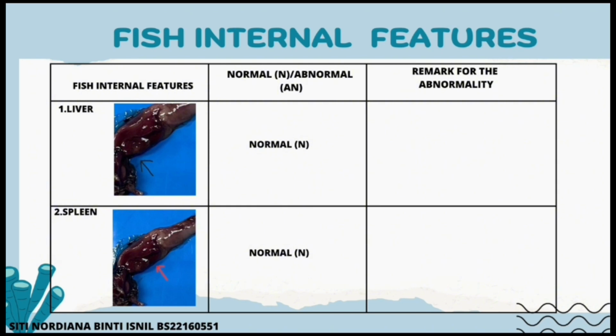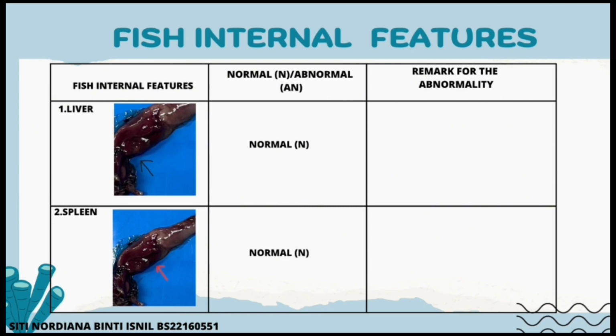The liver in fish plays a crucial role in metabolism, detoxification, and the production of various essential proteins and enzymes. It aids in digestion by producing bile, which helps in the breakdown of fats. In our specimen, the liver appears normal and in good condition, indicative of a healthy fish.